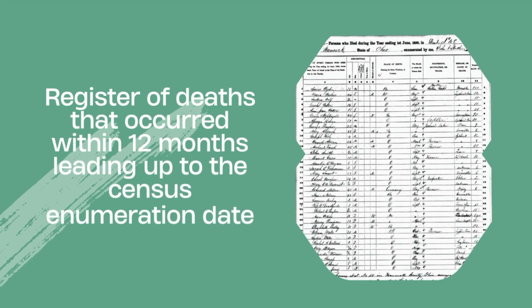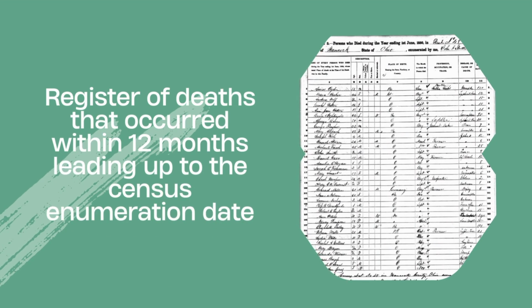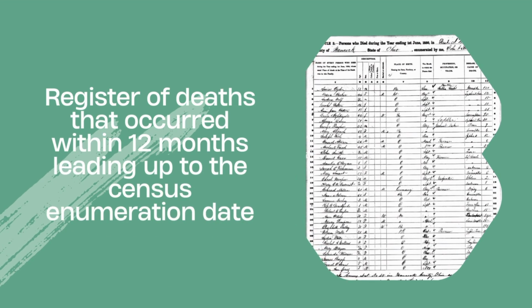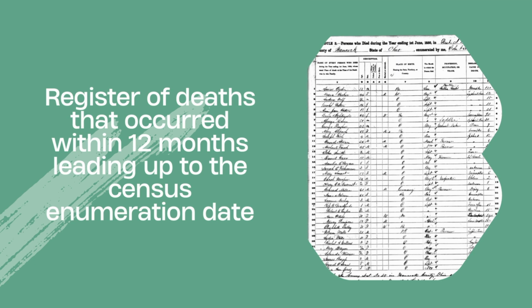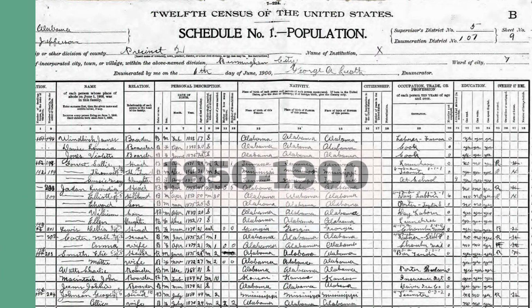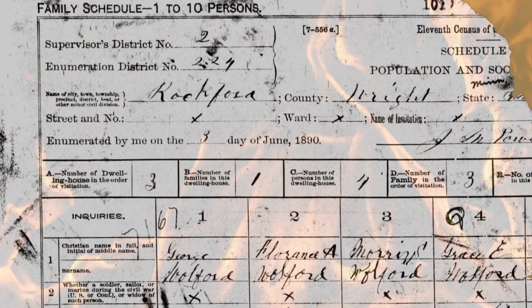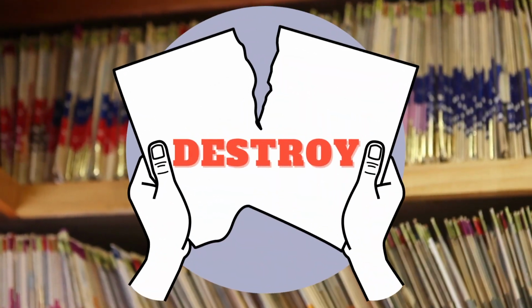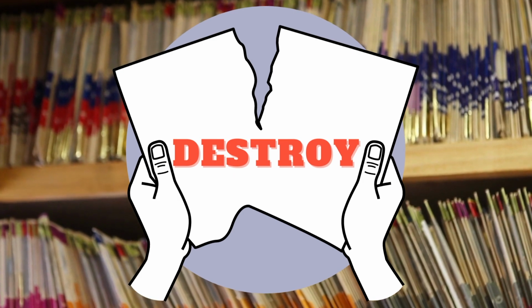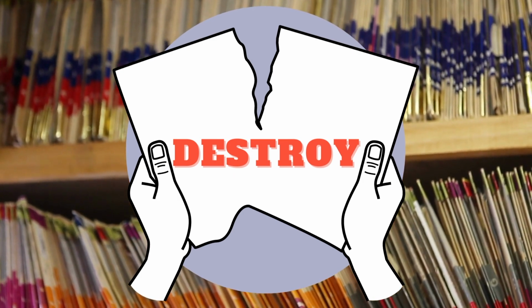Put simply, mortality schedules are lists of people who died in the 12 months leading up to the census enumeration date of that year. These lists in particular were created as an addition to the United States federal census every 10 years from 1850 to 1900. Of course, the majority of the 1890 census was famously destroyed by a fire and is no longer available, and only a portion of the 1900 mortality schedules survived after they were ordered to be destroyed, but I'll get to that later.